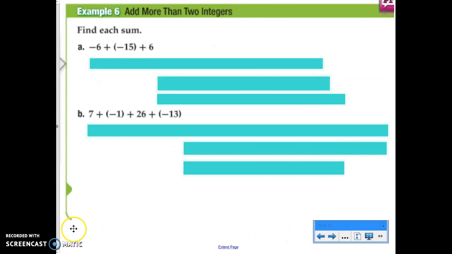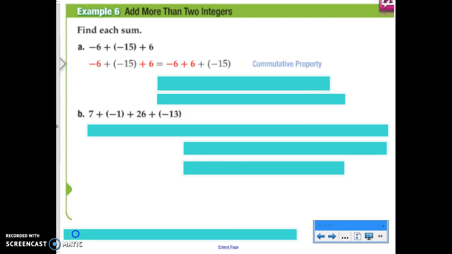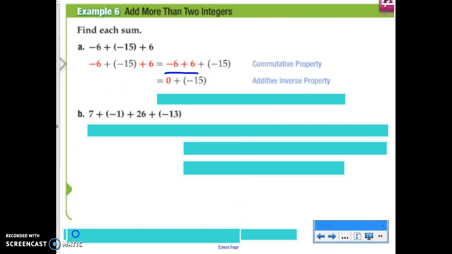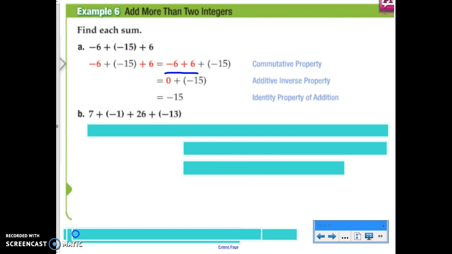It says find each sum. So right now I have negative 6 plus negative 15 plus 6. So here the first thing they do is they rearrange our expressions so that they use the commutative property and place the 6's next to each other. So you really have negative 6 plus 6. Well, we know based off of what we were just told in that key concept that that equals 0. So I really come up with 0 plus negative 15 by that additive inverse property, okay? Which leaves me then with negative 15 as my answer because of that identity property of addition. Any number plus 0 is going to give you whatever that number was.